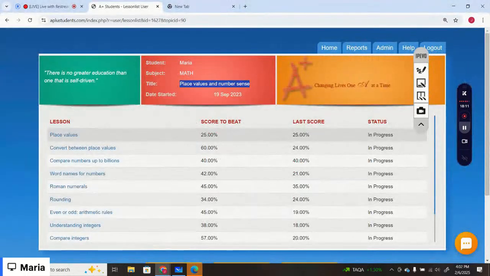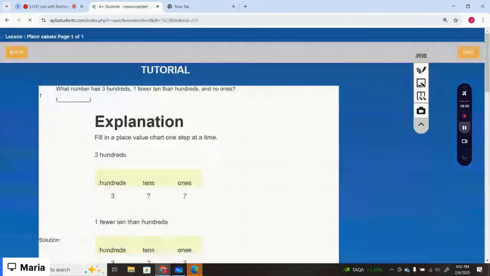Here I am on grade 5 math. The chapter we are on right now is place values and number sense. Let's just start with the first lesson, that is place values.